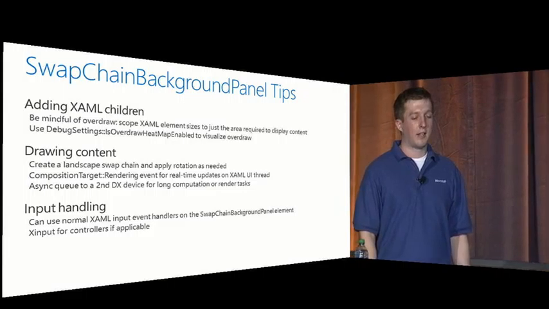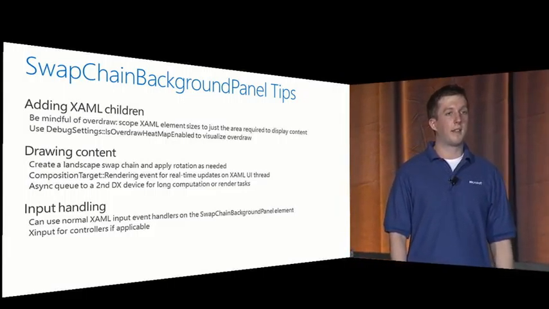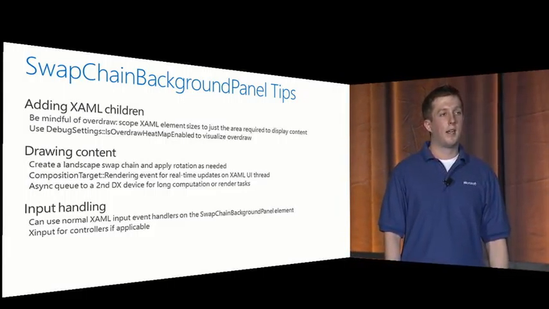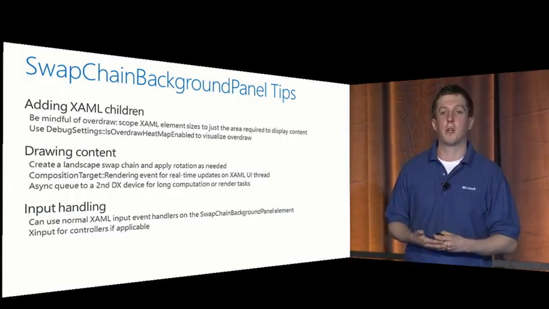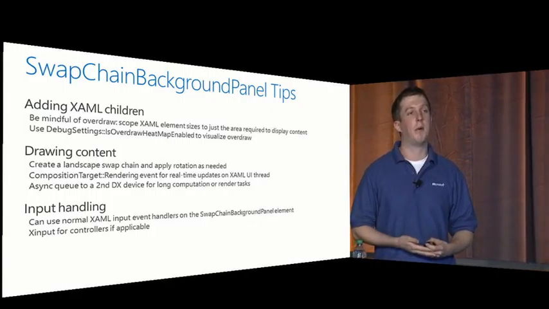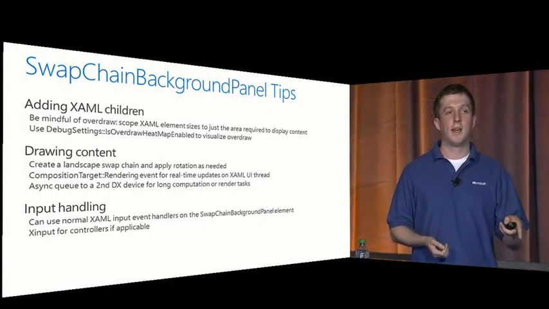In terms of input handling, again, you can still use the core window events that you would in a DirectX application, but it's probably a lot easier to just wire up the event handlers like I showed on a previous slide in XAML to the actual swap chain background panel element. And this basically does all of the layering for you and calculating the Z index. So say you have a XAML button on top of your game and you click that button.